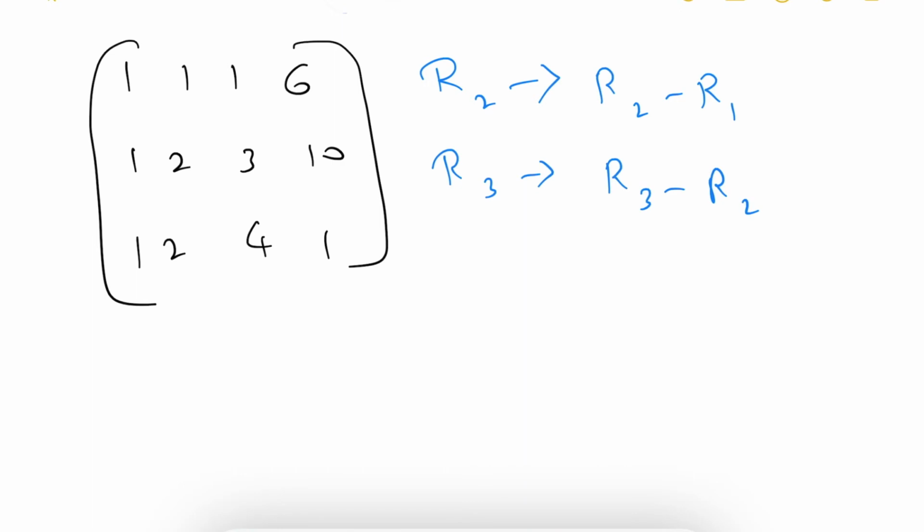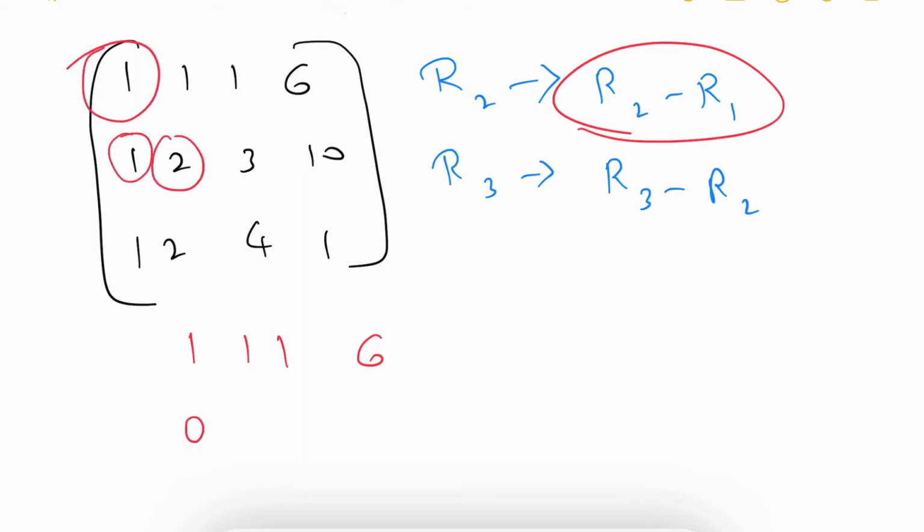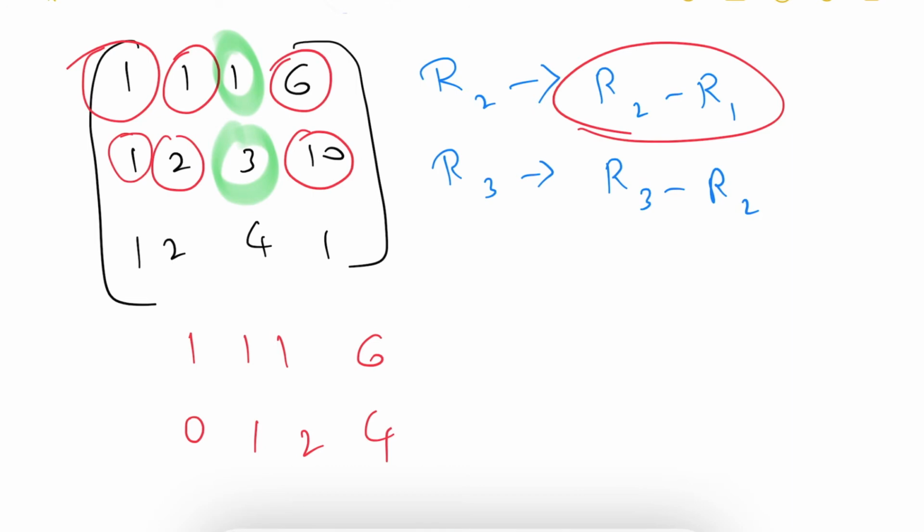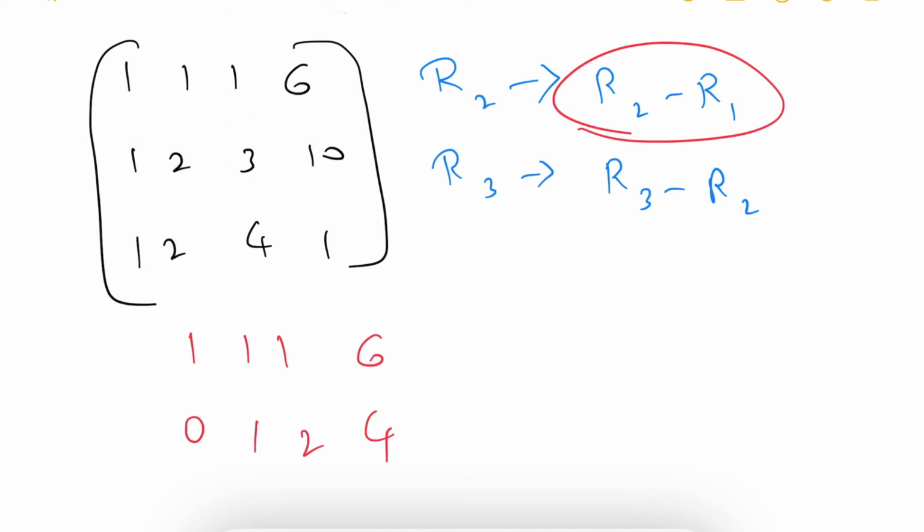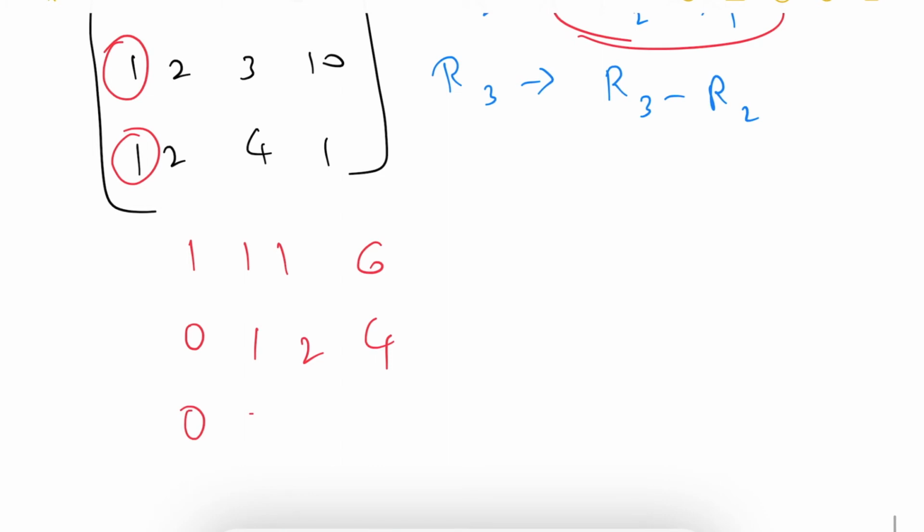Now the first row I am not changing anything, so the first row is as it is: 1 1 1 6. Then the second row I am writing as R2 minus R1, so 1 minus 1 is 0, 2 minus 1 is 1, 3 minus 1 is 2, 10 minus 6 is 4. Next, in the same way, R3 is row 3 minus row 2, so 1 minus 1 is again 0, 2 minus 2 is 0, 4 minus 3 is 1, 1 minus 10 is minus 9.